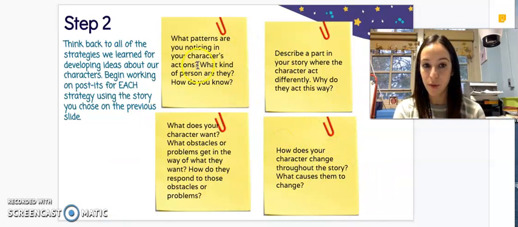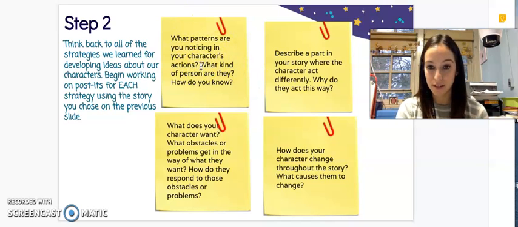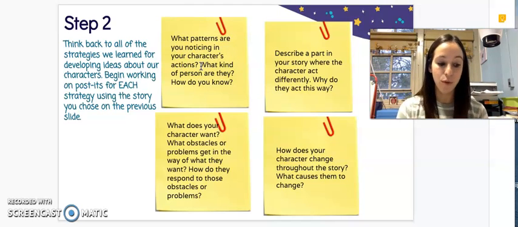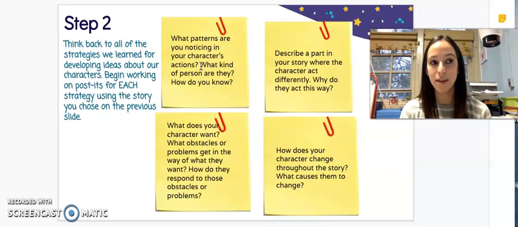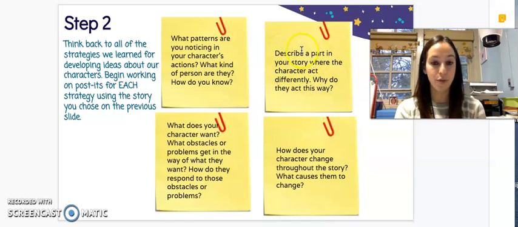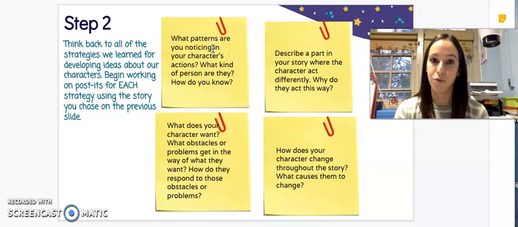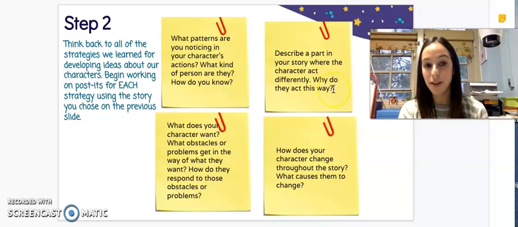So the first one that we worked on, we were noticing patterns in our characters' actions. So we were noticing things that our characters are always doing or saying, and then we were thinking, well, based on what they're always doing and saying, how could I describe them? What kind of person are they? How do I know? Then we started to think about times where our characters act different, right? Maybe they're not following that pattern that we noticed before. When they do act different, we stop and we ask ourselves, why did they act different?